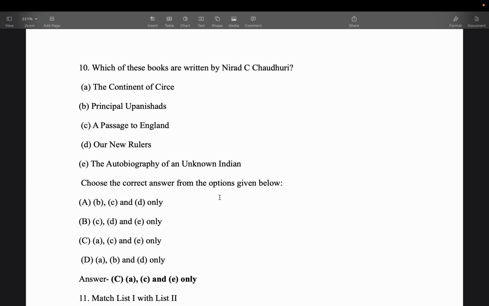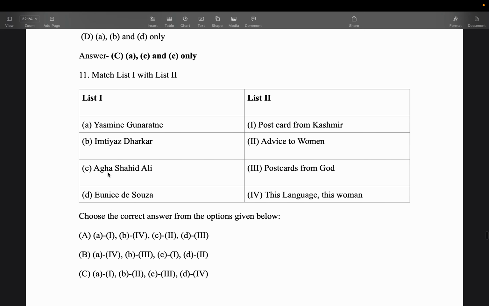Which of these books are written by Nirad C. Chaudhuri? Definitely Nirad C. Chaudhuri. What am I saying? Not Chaman Nahal. Which of these books are written by Nirad C. Chaudhuri? Nirad C. Chaudhuri definitely wrote Continent of Circe. That is famous. Principal Upanishads, maybe not. Passage to England, very famous. Autobiography of an Unknown Indian, very famous. This is actually easy. A, C and E. Okay.